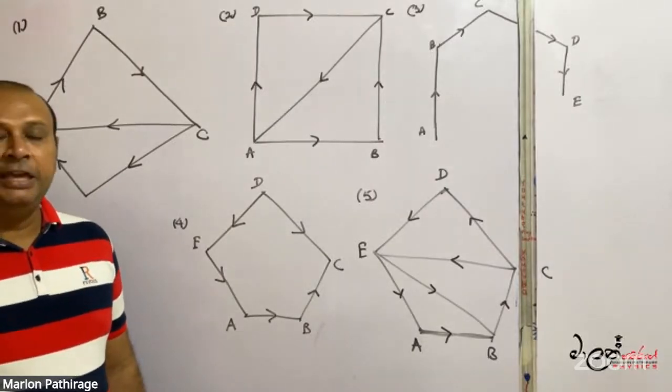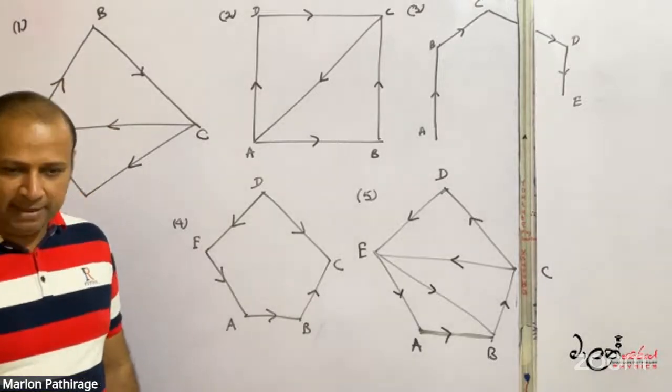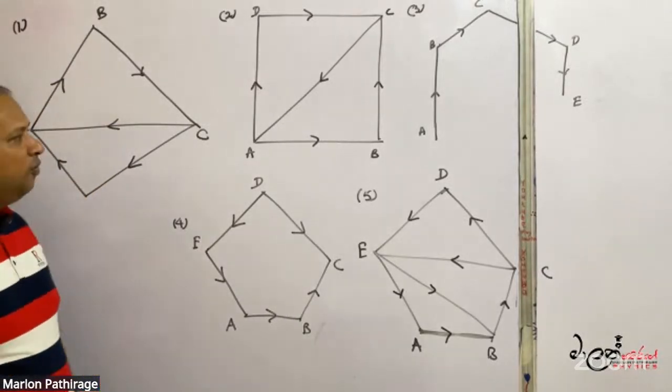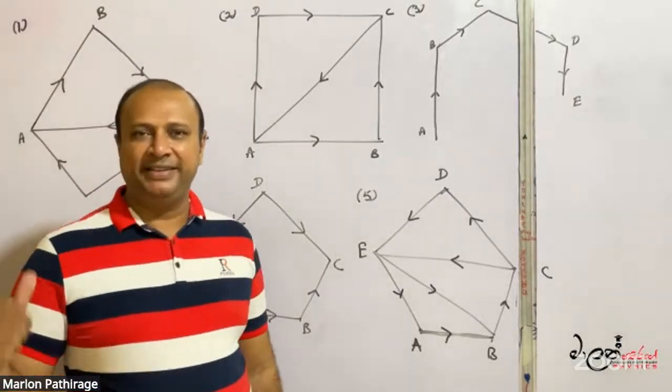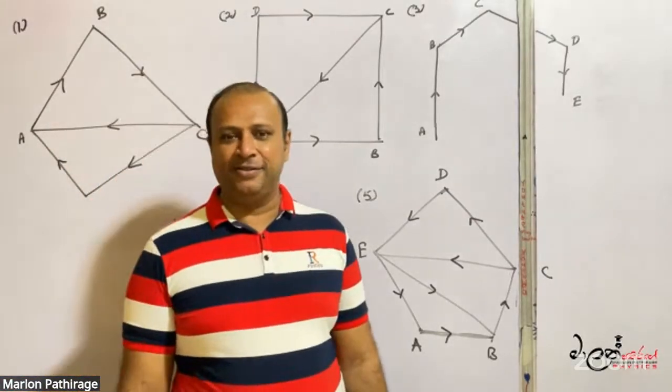If there's a closed loop, please mention it. So what is the closed loop? What are the closed loops in this figure?